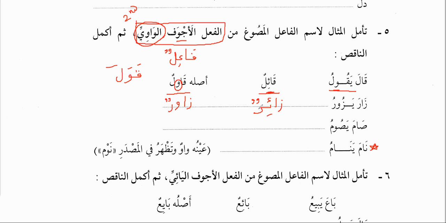So you need to remember, in these examples in fail ajwaf al-wawi, make an important point here: all the fail ajwaf al-wawi, those fails which have a wow here. So what kind of fail are you looking at here? The qala, the zara, the sama, when they all make their present tense, the alif is removed and wow comes. So these kinds of fail will always make their ismun fa'il with hamza in between.